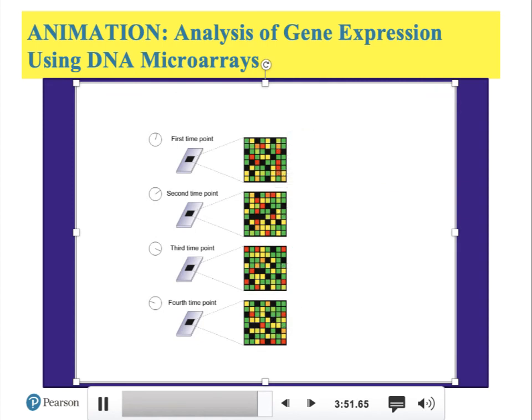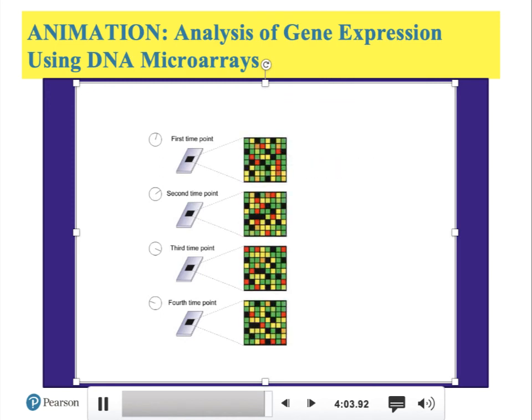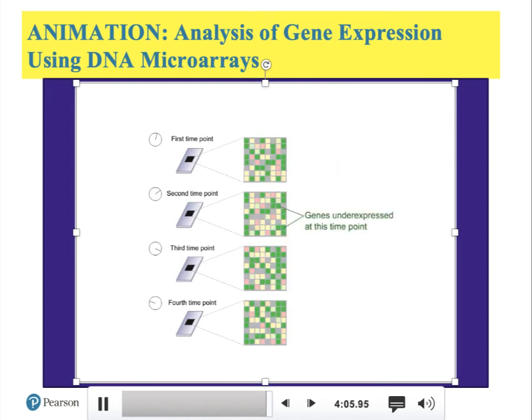Using this technique, scientists have found at least 7 temporal classes of genes. In each temporal class, certain genes are overexpressed relative to the control, and other genes are underexpressed relative to the control. Knowing when genes are active gives scientists an important clue to begin to understand the function of each gene.